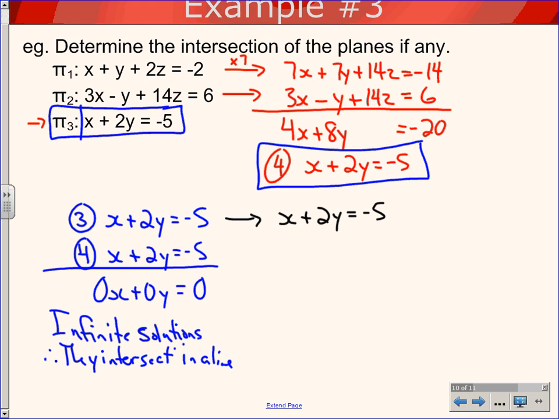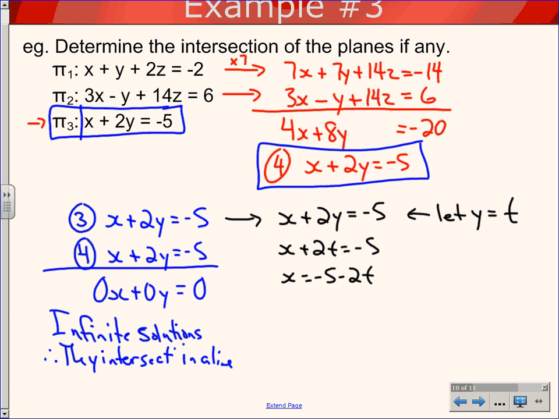We're going to let one of the variables represent our parameter. So I'm going to say let y equal t. I have to let one of the variables equal the parameter. When I do that, that means x plus 2t equals minus 5. And so x equals minus 5 minus 2t. So now I've written x in terms of t, and I've also written y in terms of t. By the way, I could have gone the other way, right? I could have said let x equal t, but if I had done that, if you play around with it, I'll have to divide by 2, which would have made a fraction. So there was a reason why I picked y.